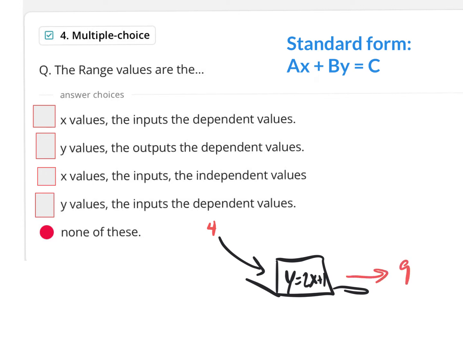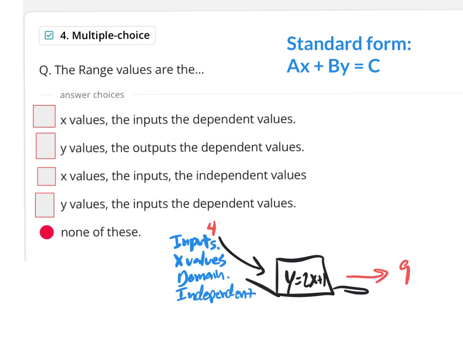So on the left side, the numbers that are going in, those are called the inputs. Not only that, you put them into the x position, so they're also known as x values. Not only that, those are also known as the domain values. And we could even say that these are the independent values.